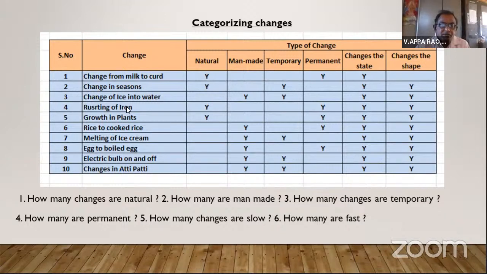Rusting of iron. Rusting of iron is a natural change and a permanent change, and it changes the state and shape also. The fifth change is growth in plants. Growth in plants is a natural change and a permanent change. It changes the state and also shape.